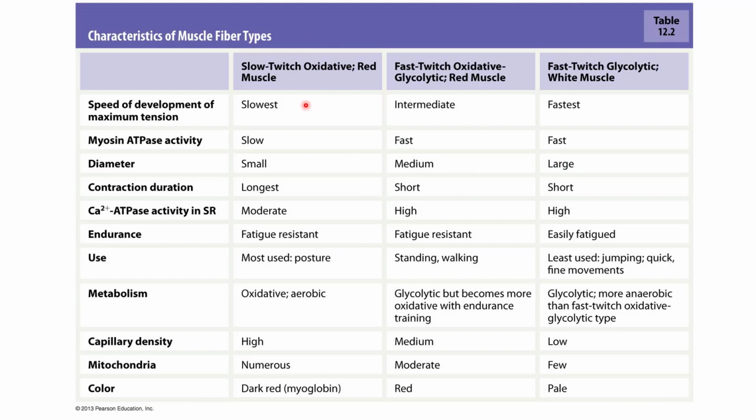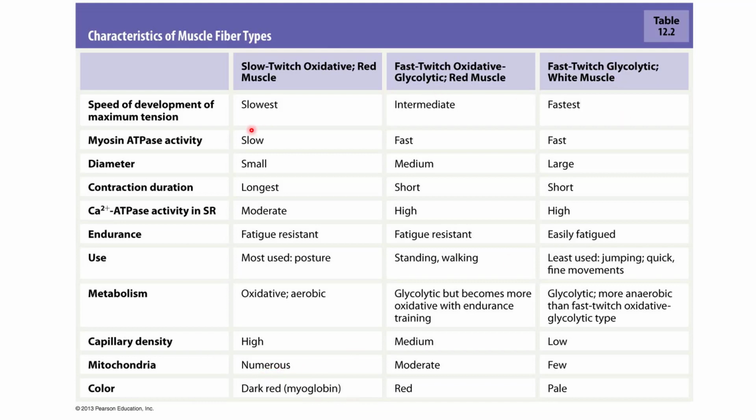So in this, for instance, slow twitch, it's the slowest, right? It is the smallest diameter, but it can contract for the longest amount of time. So you can keep that twitch, that tension for the longest amount of time. The reason why is because it uses that oxidative, that aerobic energy source to generate the ATP. Lots of blood goes into there. It's really dark red because it has myoglobin, lots of mitochondria.